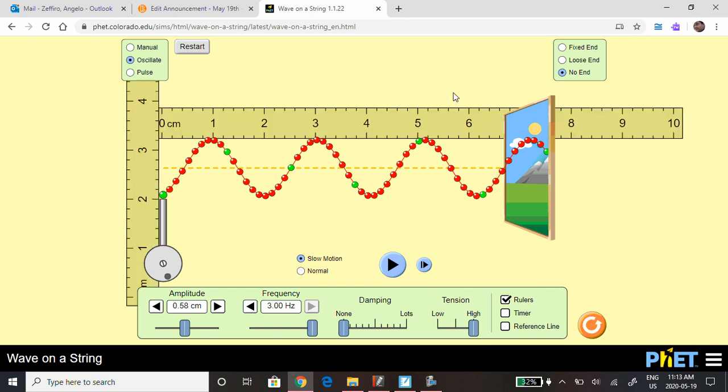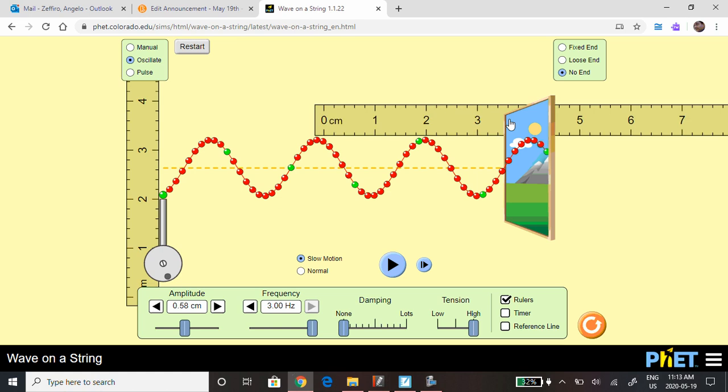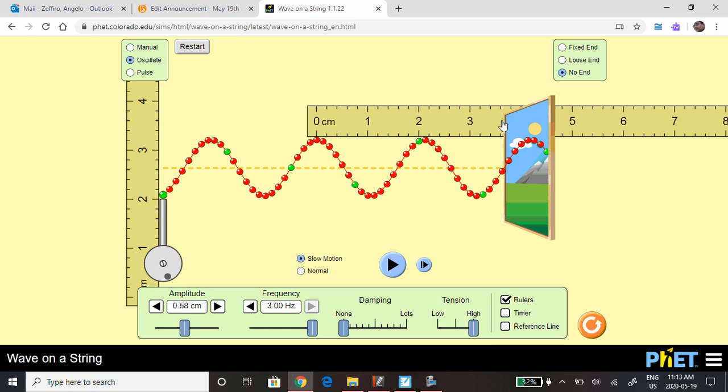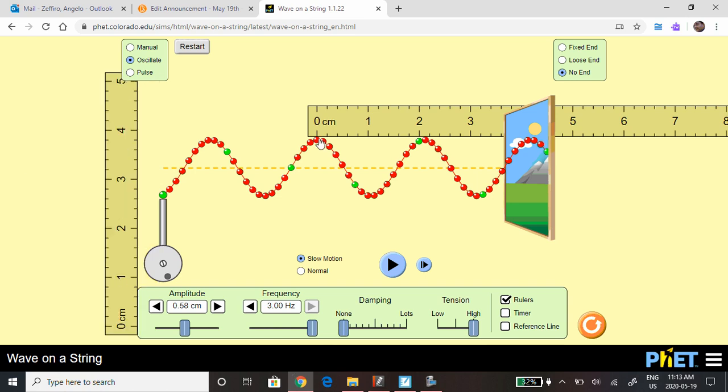Look, I can actually measure it. Looks like it's 2.1-ish centimeters, right? So we can change not only the frequency, but the wavelength as we change the frequency.